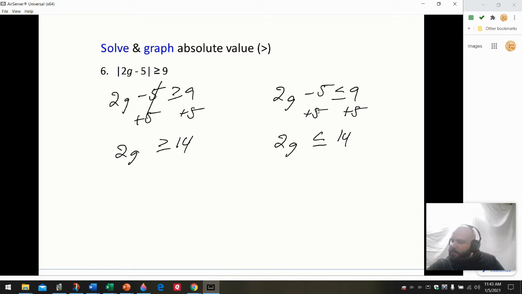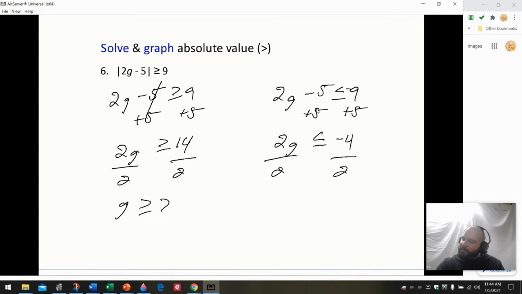And I did goof this up because this should have been, when you flip the sign over, you have to make the 9 a negative. So that should have been negative 9 plus 5. And negative 9 plus 5 is negative 4. So there I caught my mistake. So don't forget, when you flip the sign over, you also make the other number negative on the outside. Now we're going to divide both sides by 2 on both of the equations, and we get g is greater than or equal to 7, or we get g is less than or equal to negative 4.